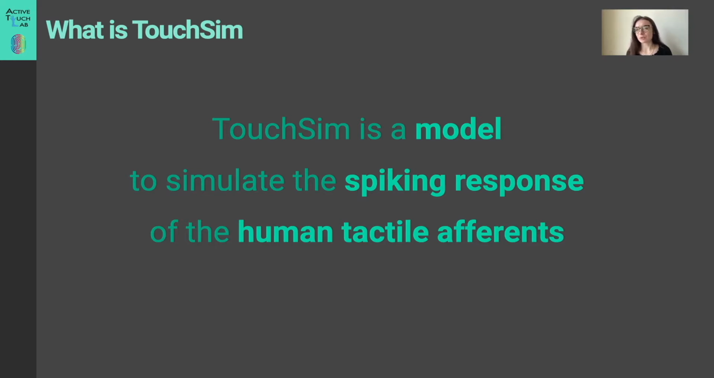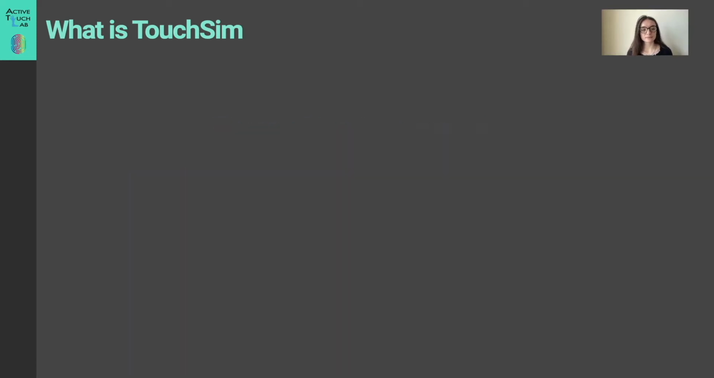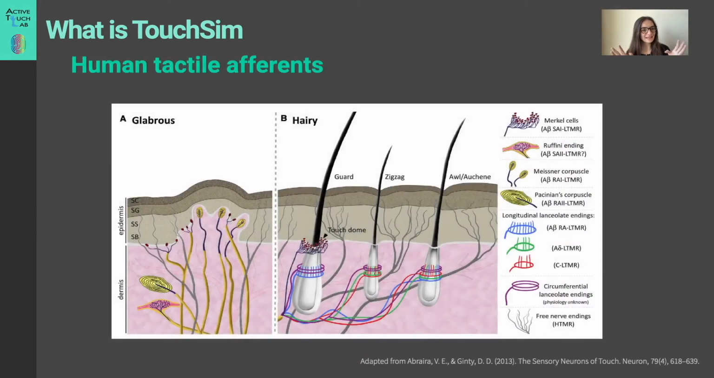So the next question will be, why do we need this kind of simulator? I will answer you in a moment, but before, just to make sure that we are all on the same page, let me give you a short overview about human tactile afferents and their spiking response. So, the skin is our largest sensory organ, and it is innervated by tactile afferent fibers, which are responsible to carry information about any tactile event to the spinal cord and then onto the brain.